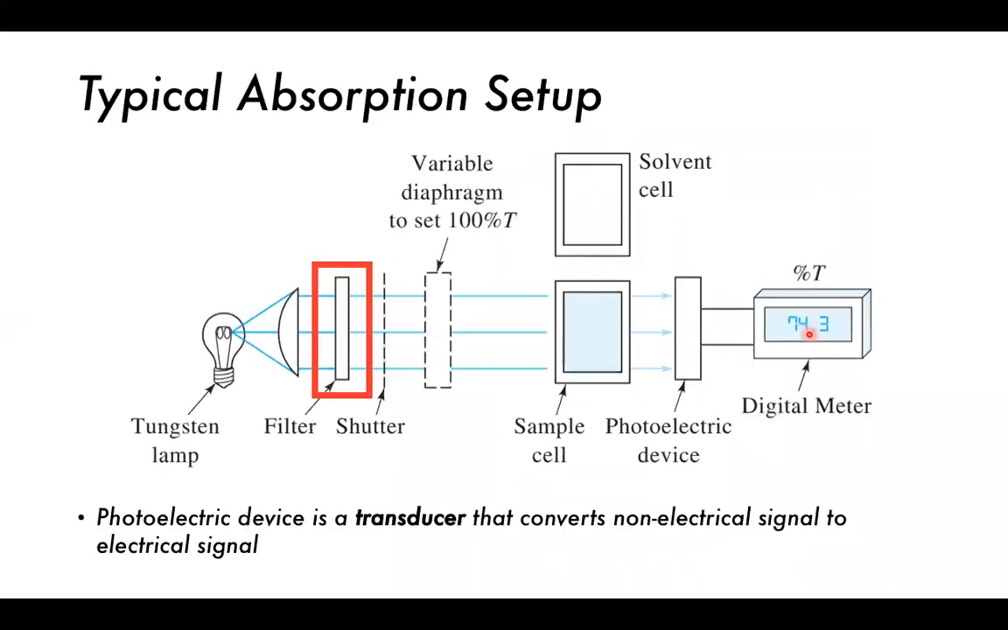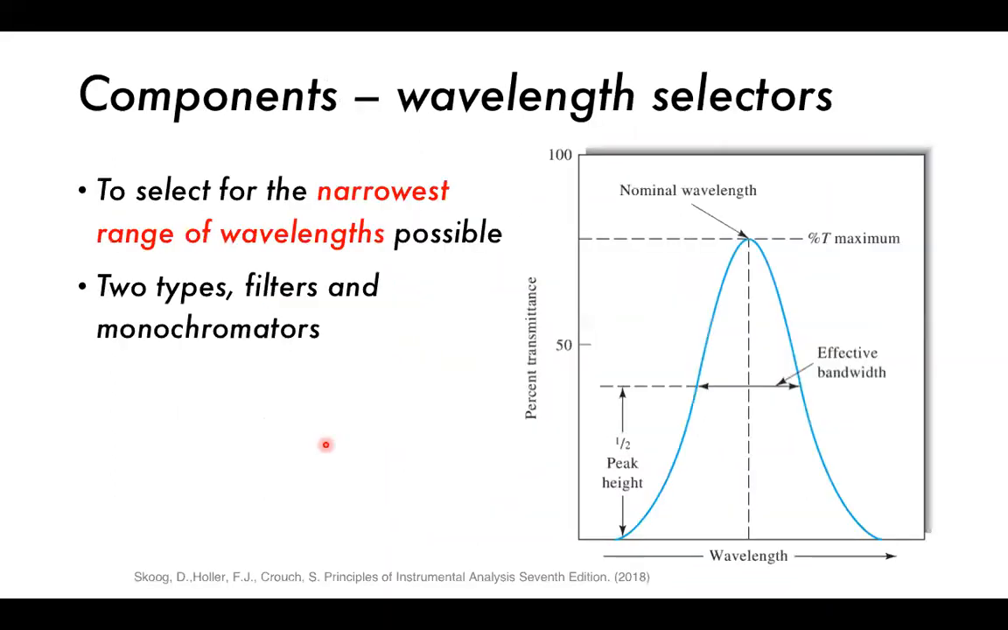Okay, so we've talked about our light sources. Now it's time to talk about the next thing, which are our filters. So let's talk about the filters, which are our wavelength selectors. Wavelength selectors are used to select for the narrowest range of wavelengths possible.